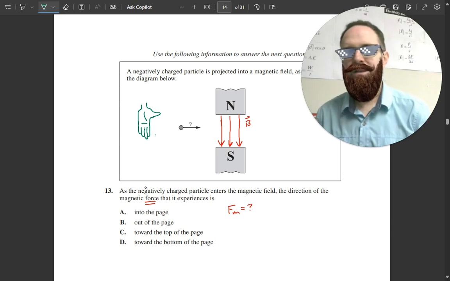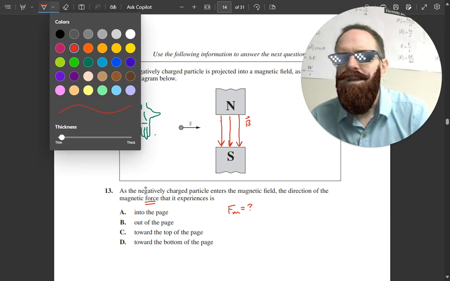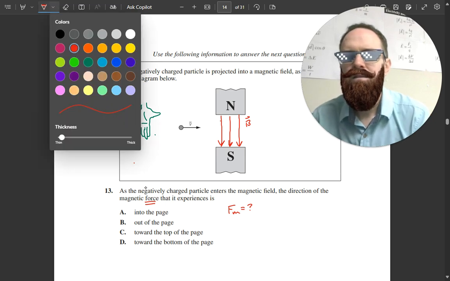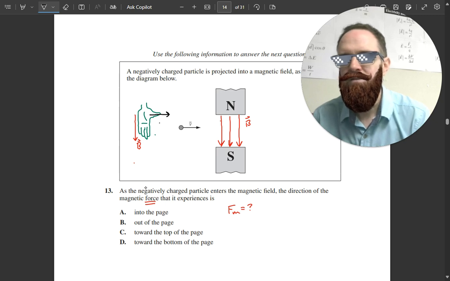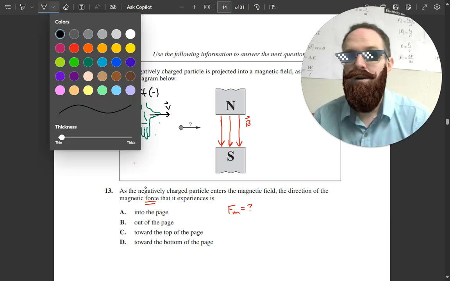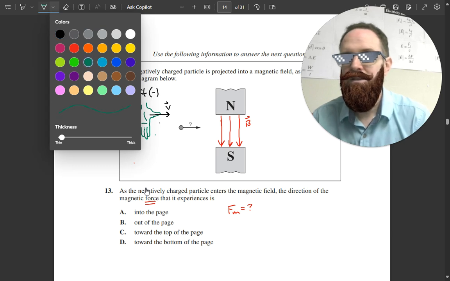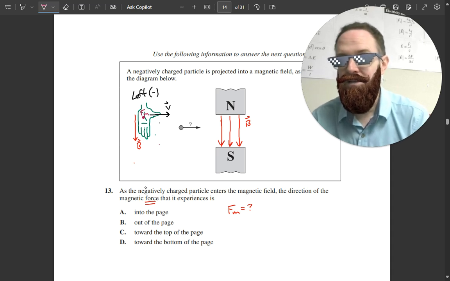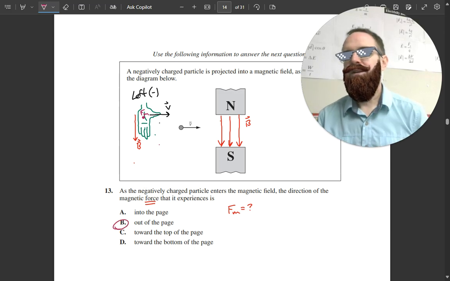Now, why I'm doing that is that, remember that the magnetic field goes in the direction of your fingers. Your thumb is the direction of the charge. And again, this is my left. Left is negative. The thumb is the direction of the particle, and your palm is the direction of the force. So right there, that's my Fm. So my Fm is out of the page here. Cool.